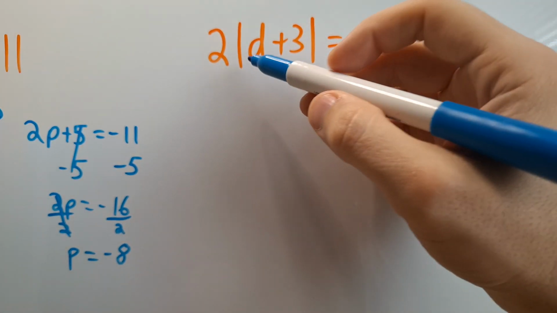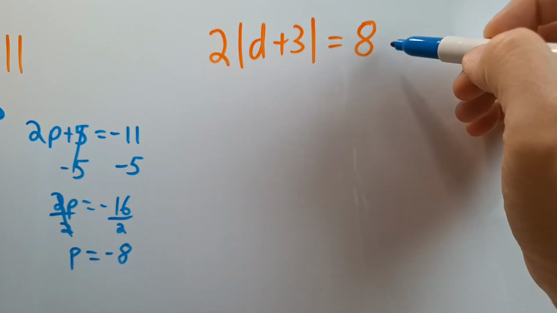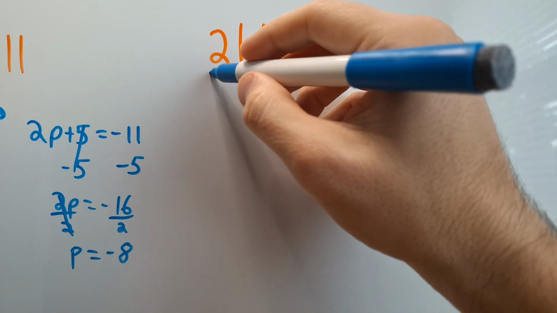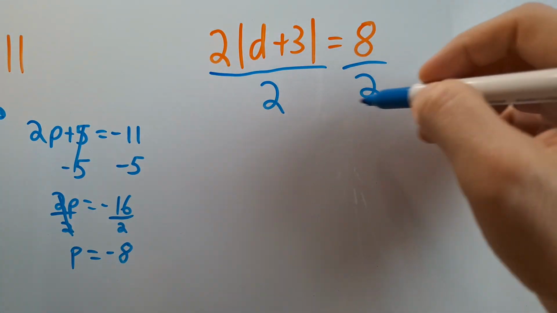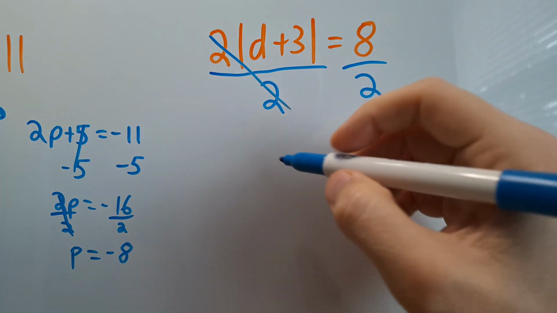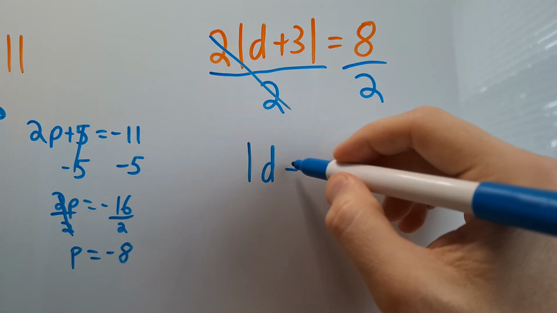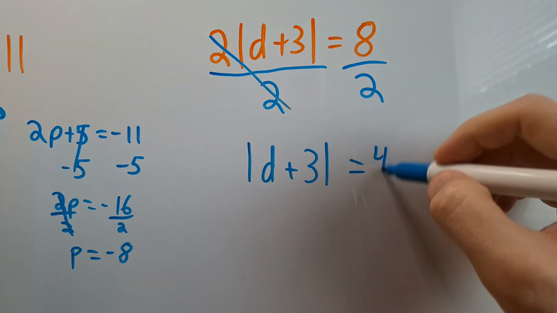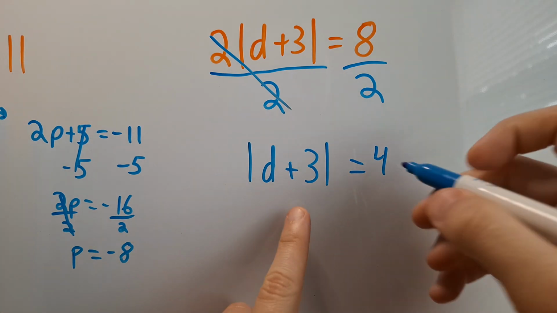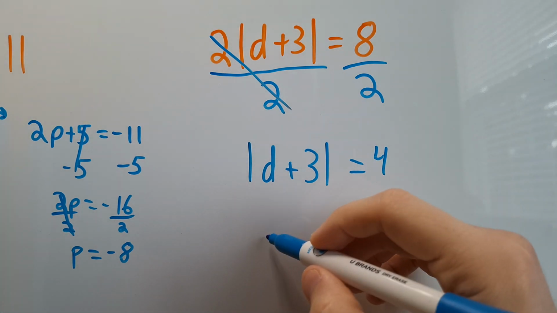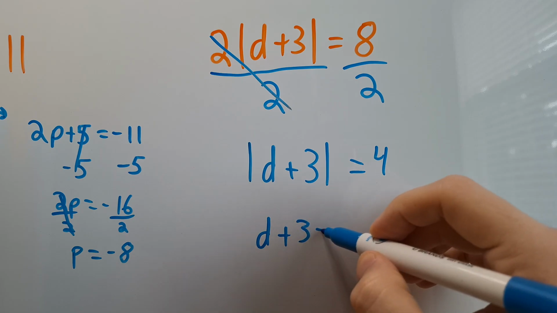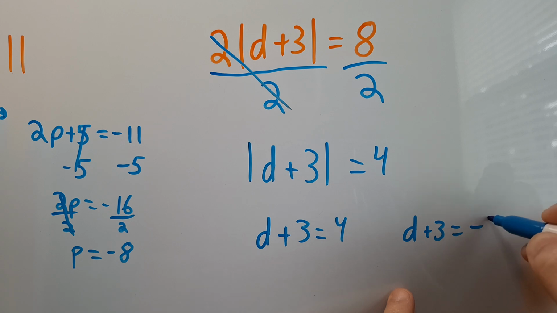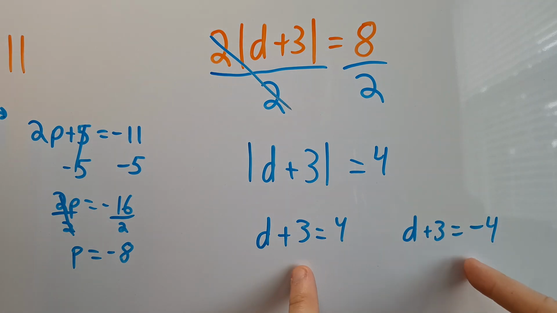Here I have 2 times the absolute value of d plus 3 equal to 8. I've got to do one step first before I write my two equations. Dividing by 2 cancels out that coefficient out front. The absolute value of d plus 3 is now equal to 8 divided by 2, or positive 4. From here, I write my two equations. I have d plus 3 equal to positive 4, and then d plus 3 equal to negative 4. Those are my two equations.